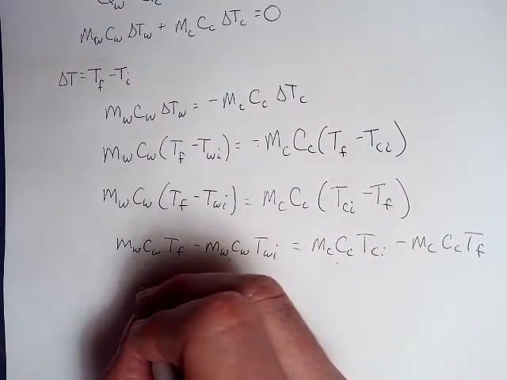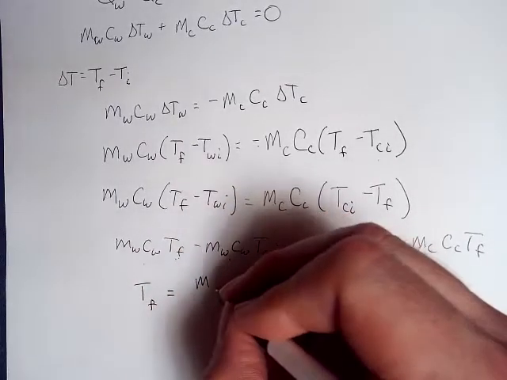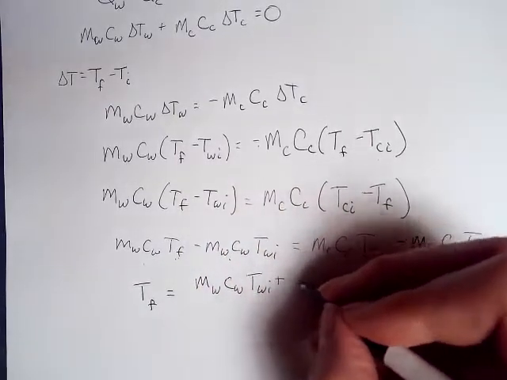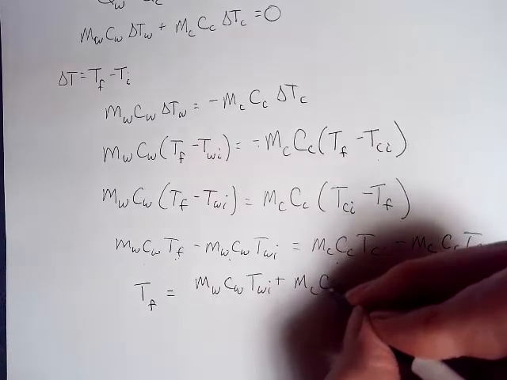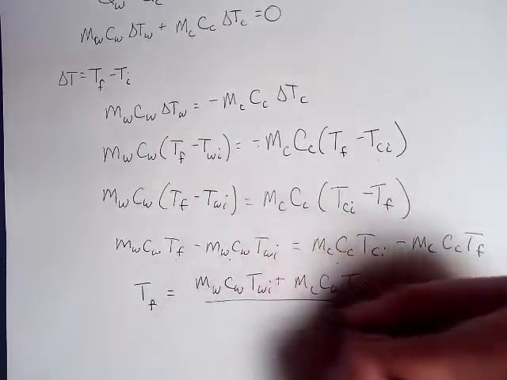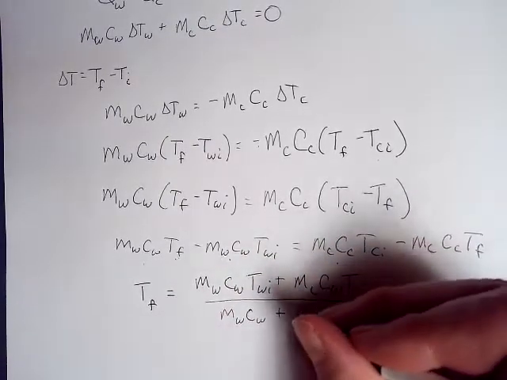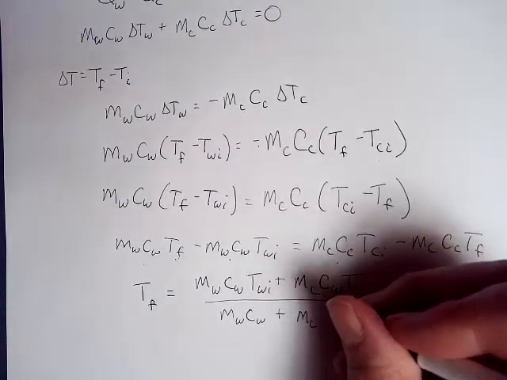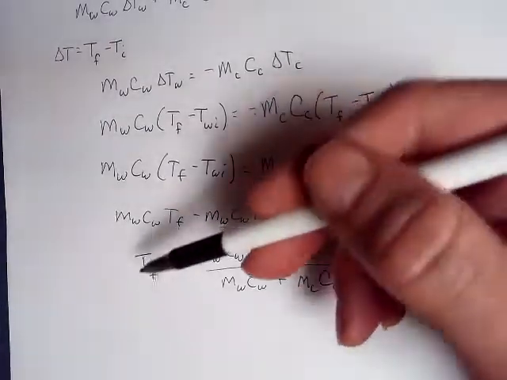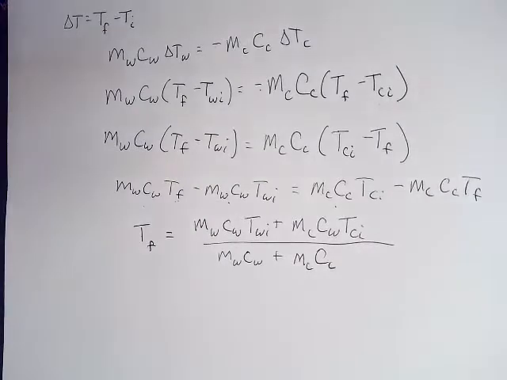If I can do this all in my head in one step, it doesn't really factor or have anything cancel out. So it would look like that. And you would just solve for TF. Now this is kind of the general formula for any of these calorimetry problems.